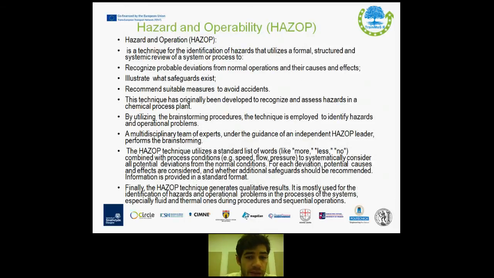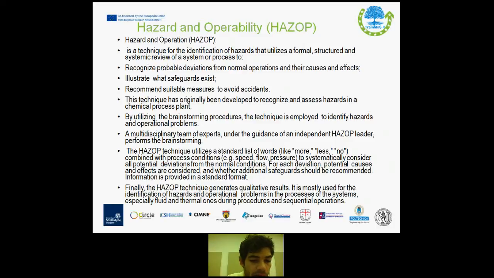Further on, we have the hazard and operability or HAZOP technique, which is actually a technique for the identification of hazards that utilizes a formal, structured, and systematic review of a system or a process in order to recognize probable deviations from normal operations and their causes and effects, illustrate what safeguards currently exist, and recommend suitable measures to avoid accidents. This technique was originally developed to recognize and assess hazards in a chemical process plant. By utilizing brainstorming procedures, the technique is employed to identify hazards and operational problems.